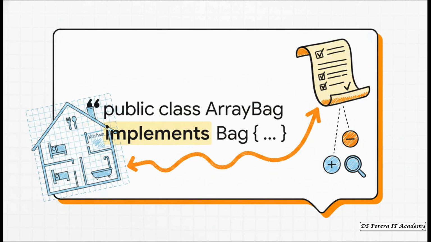Now, this single line of code you see here is the absolute foundation of everything we're about to do. In English, what this says is, hey, we are declaring a new public class, and we're calling it ArrayBag. And with that special keyword, implements, we are making a promise, a contract really, that this class will provide the working code for every single method that's listed in the bag interface.